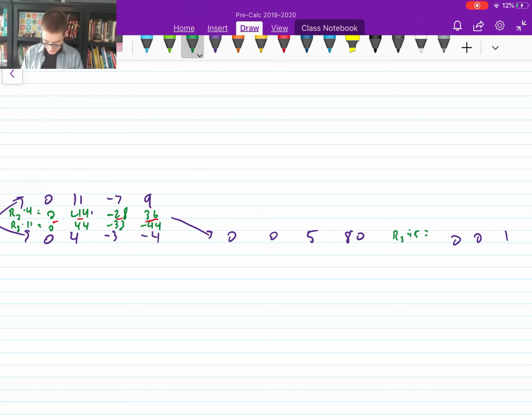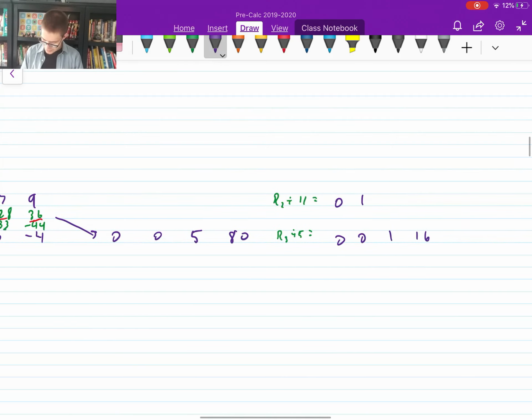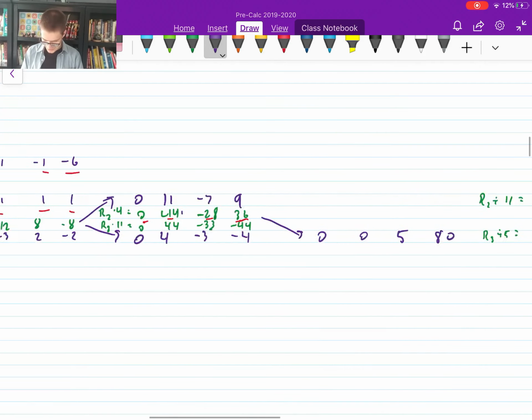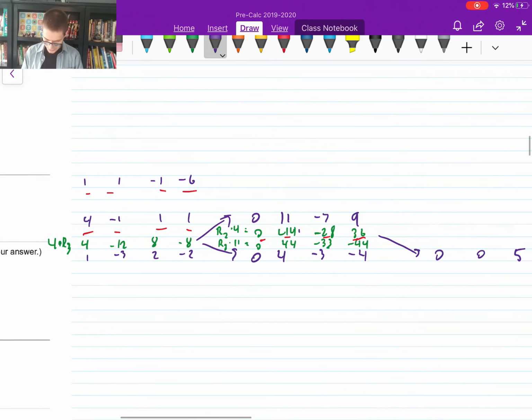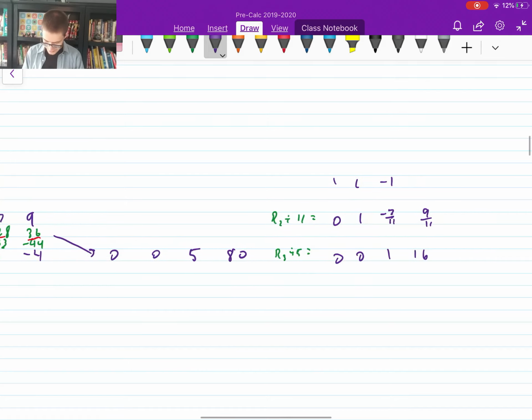Let's see. The 0, 11, negative 7, 5. We need to divide row 2 by 11. So we get 0, 1, negative 7 over 11. Aha. And I put an implied equal sign. And then 9 over 11. Oh no. What am I doing? 1, 1, negative 1, negative 6. That already has a 1 to begin with. So we're good there. Negative 1, negative 6.